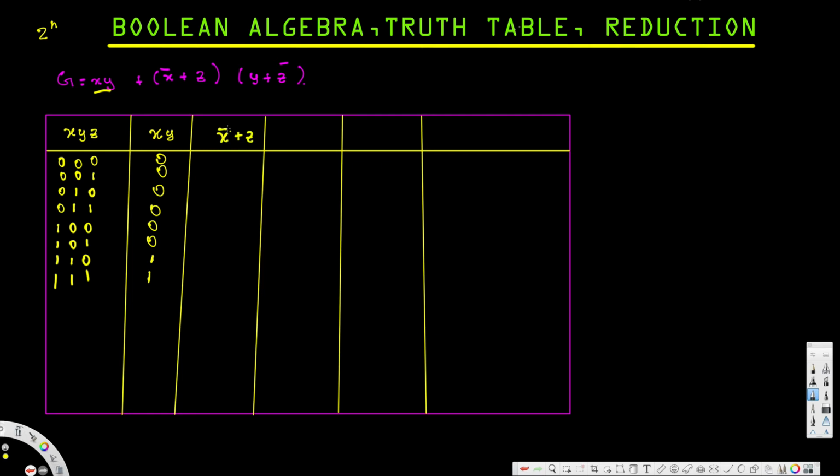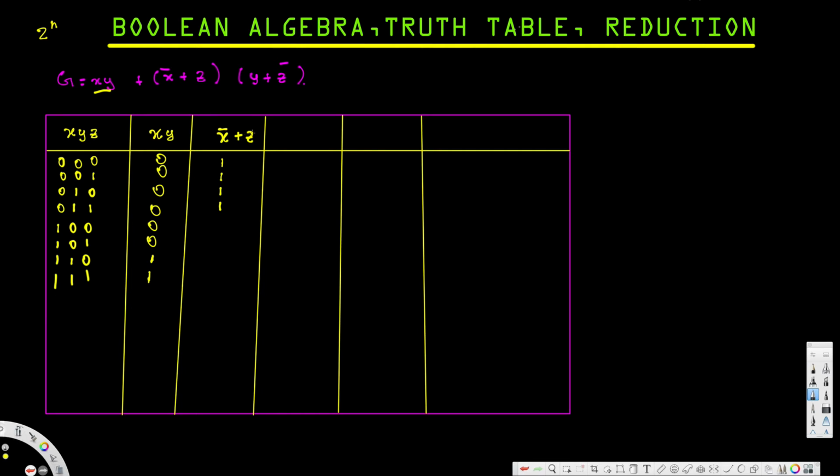X bar plus Z. In order to get 1 in an OR gate, if one of them is 1, then we will get 1. So first let's look at X bar alone. If X bar is 1, then we will get a 1. So if X is 0, then X bar is 1, right? So this is 1, this is 1, this is 1, this is 1. And the others are going to be just 0. So we don't have to worry about that one.